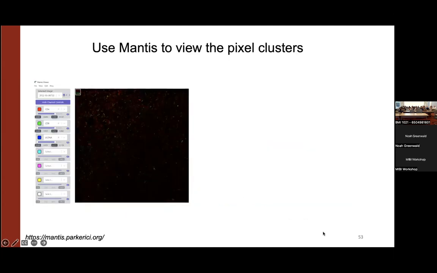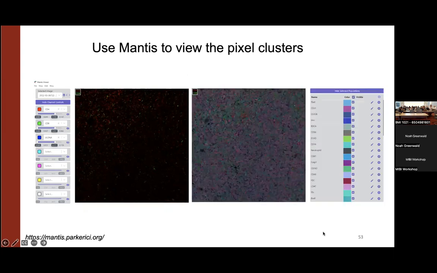Like I mentioned, Mantis is the software we like to use for assessing the pixel clusters. You can look at different combinations of markers in Mantis, and you can choose which markers you want to look at here in different colors, and overlay the pixel clusters on top of that. Here I'm showing it side by side, but it'll show up on top of it, and on the right you can toggle which cluster you want to look at on and off to look at individual clusters.